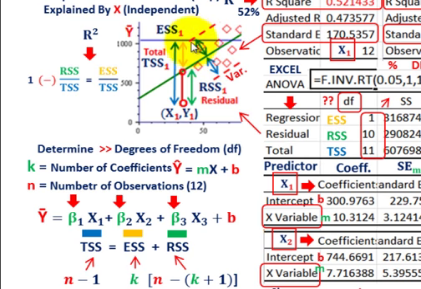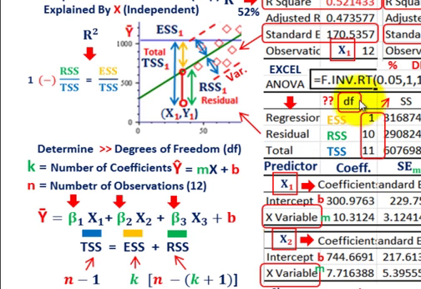That's what we're talking about: this difference between our regression line and the mean value of our dependent variable. And then our residual, that's our RSS, shown here in the green arrow. And then our total sums of squares, TSS, is shown over here.